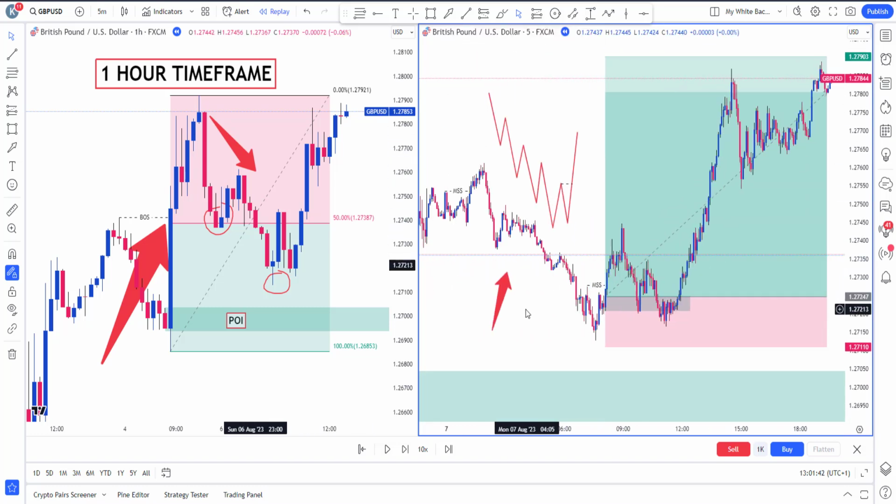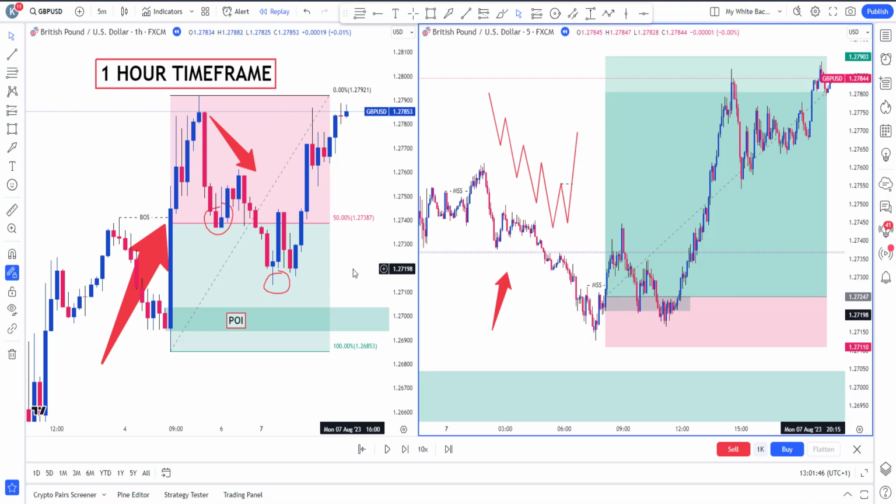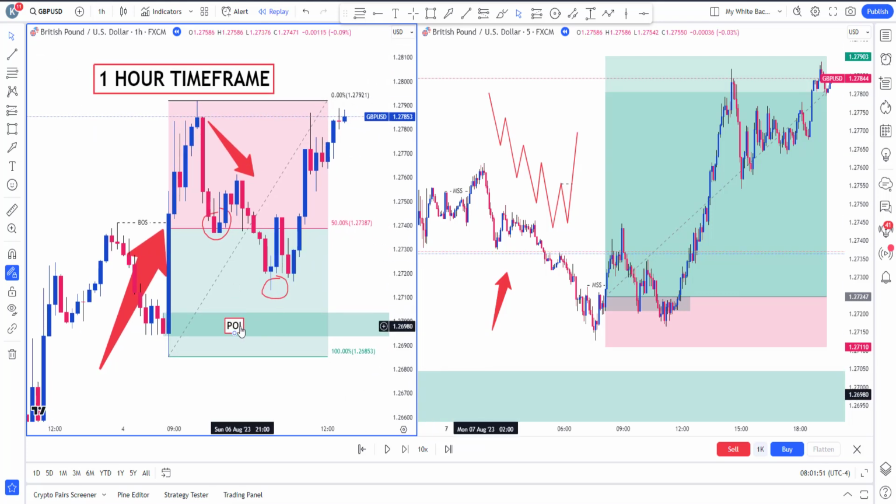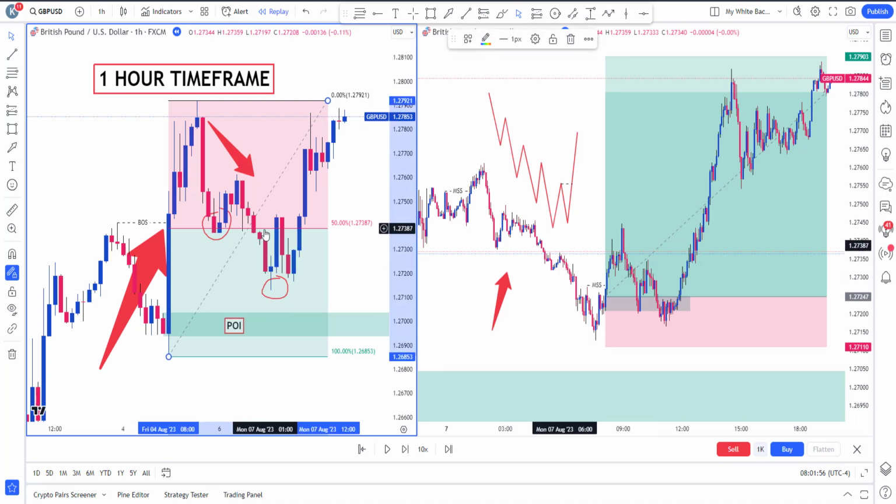I hope this video is helpful enough, showing you the best entry pattern. You don't want to enter from the same time frame that you mark out your point of interest and you're waiting for price to come down here, and that is the mistake of so many ICT traders.